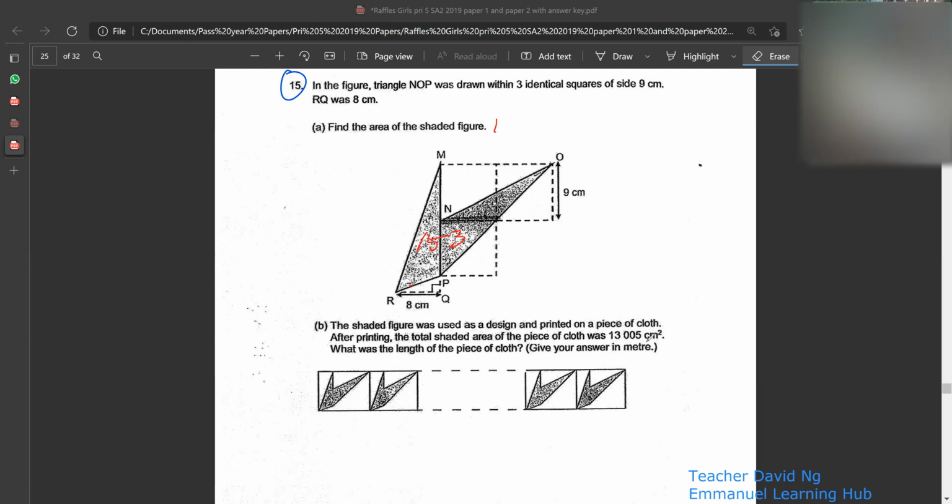Okay, total shaded area is 13005. Each shaded figure is 153, right? So the number of shaded figures can be calculated. I think this one you know how to do, I just give you the answer straight away. Area divided by area to find the number of figures. Then this one ask your friend again. I also cannot mentally calculate this. If you can, let me know, then you teach me how to mentally calculate. Okay, the number of shaded figures is 85.